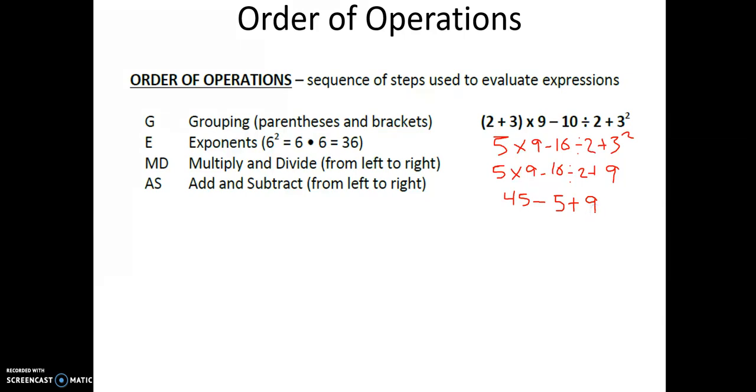And then add and subtract from left to right. So notice it says add first, but the first thing I have is subtraction. So I'm going to do that first. 45 minus 5 is 40. And then 40 plus 9 is 49.